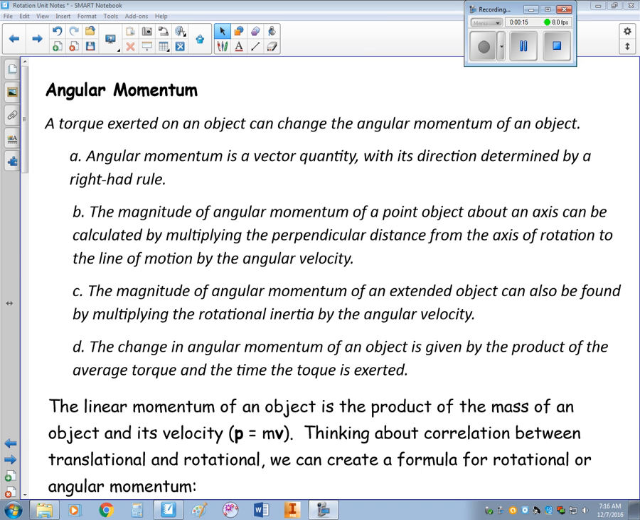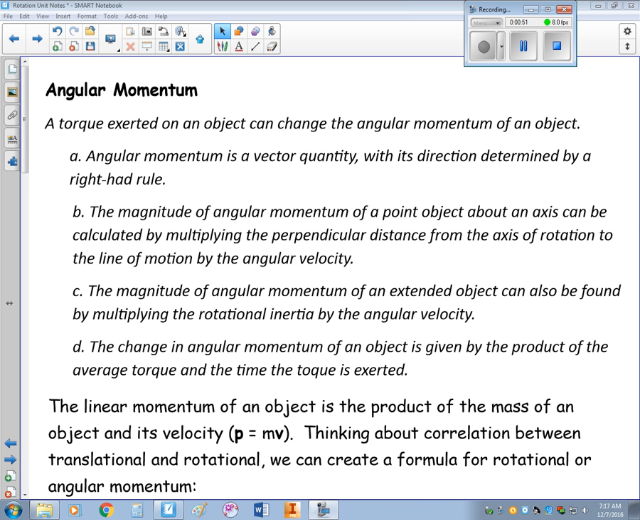Remember that momentum is a mass times a velocity. So if we take a look at changing its velocity, we're kind of changing its position. We can also find momentum by taking a force multiplied by a time. And since a torque is the rotational equivalent of a force, if a force can change an object's momentum, then a torque can change an object's angular momentum. So angular momentum itself is a vector quantity, and its direction is determined by the right-hand rule.